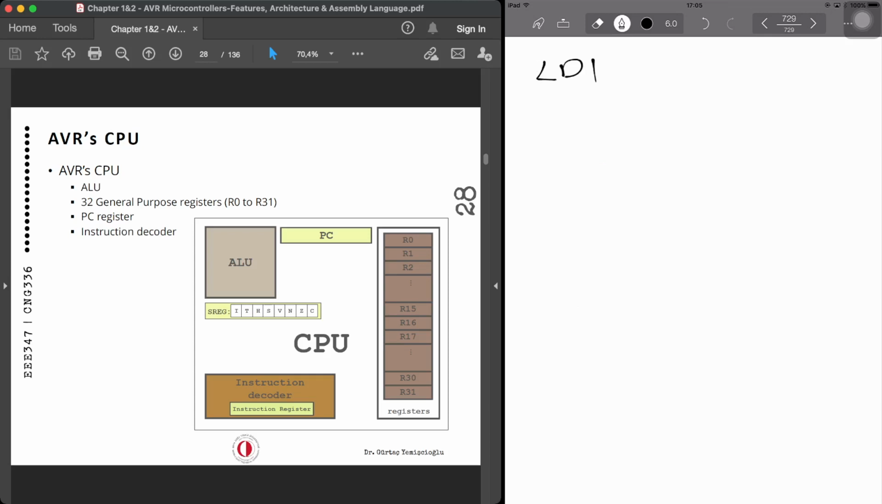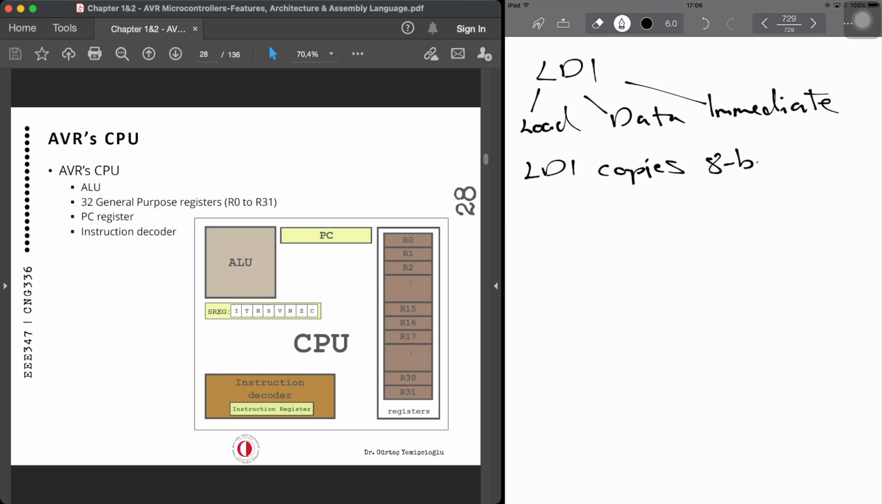Now LDI stands for load data immediate. In order to load data immediately into the GPR, we are using the LDI instruction. So we can say that LDI copies 8-bit data into the GPR. So it's like defining a constant.